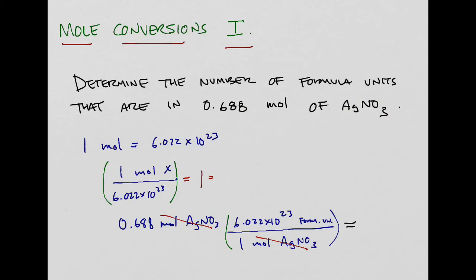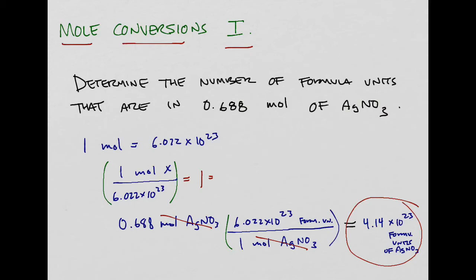So 6.022, then hit double E, 23, and you multiply that by 0.688. If you do that, you should get, if my math is correct here, 4.14 times 10 to the 23. I can't fit it in there. Formula units of AgNO3. Notice here that I have 3 sig figs in my answer. And I also want to get in the very good habit of circling my answer when I'm done.